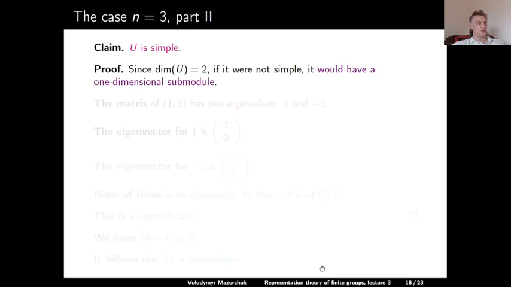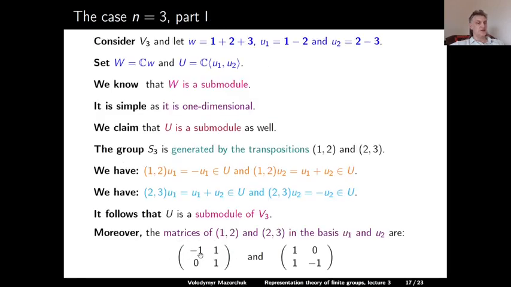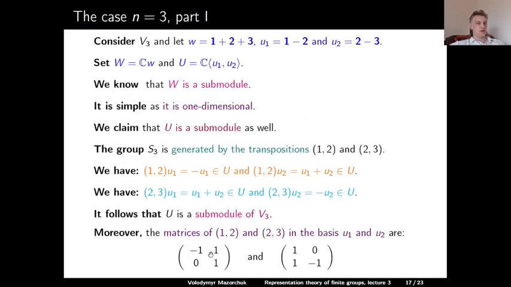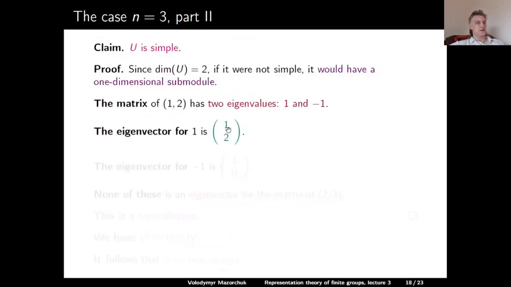Since it has dimension 2, if it were not simple, it would have a one-dimensional submodule. So the matrix of the action of (1 2) on U has two eigenvalues, 1 and minus 1. So here is the matrix, it's upper triangular, so eigenvalues are on the diagonal, minus 1 and 1. The eigenvector for 1 is (1, 2), easy to check. So if we multiply with (1, 2), we get (2 minus 1, 1, 0, 2, 2). So (1, 2) is an eigenvector for 1, and (1, 0) is the eigenvector for minus 1. This is straightforward to check.